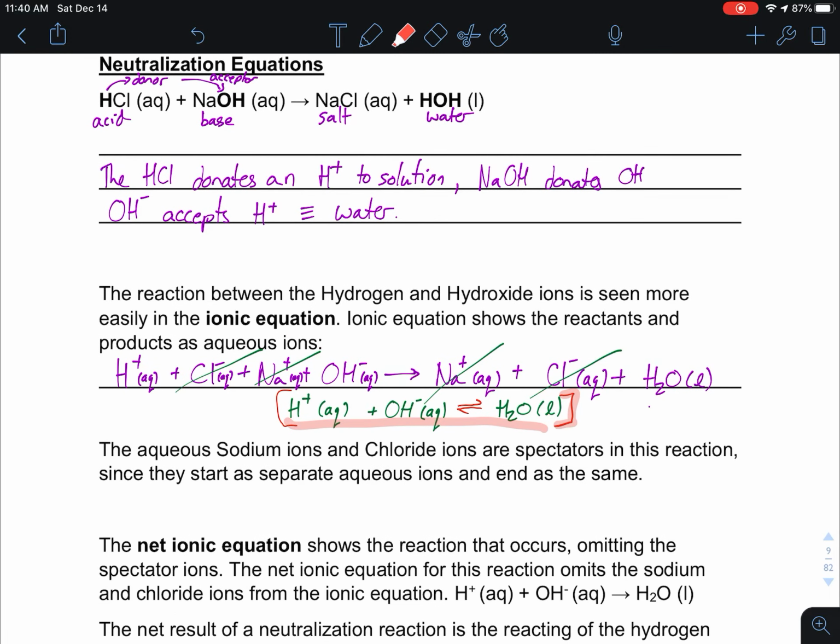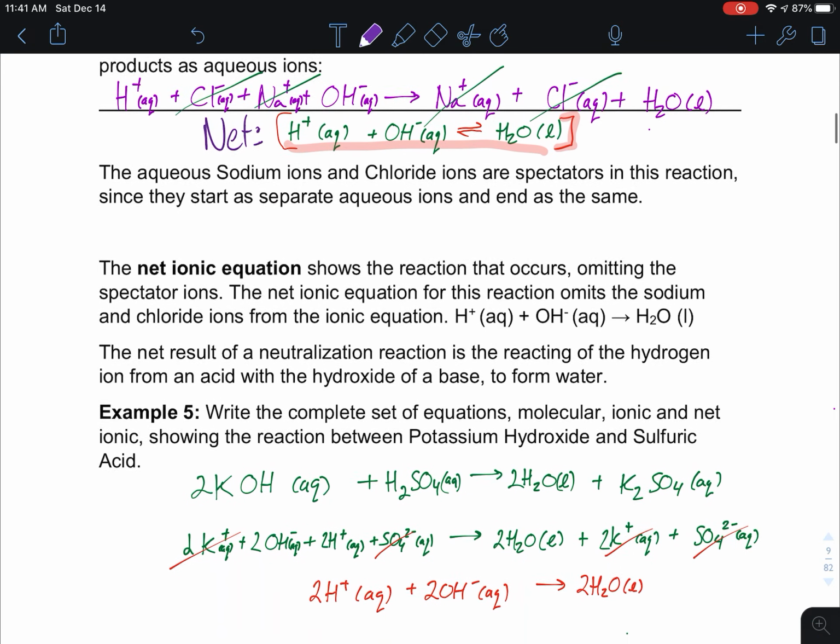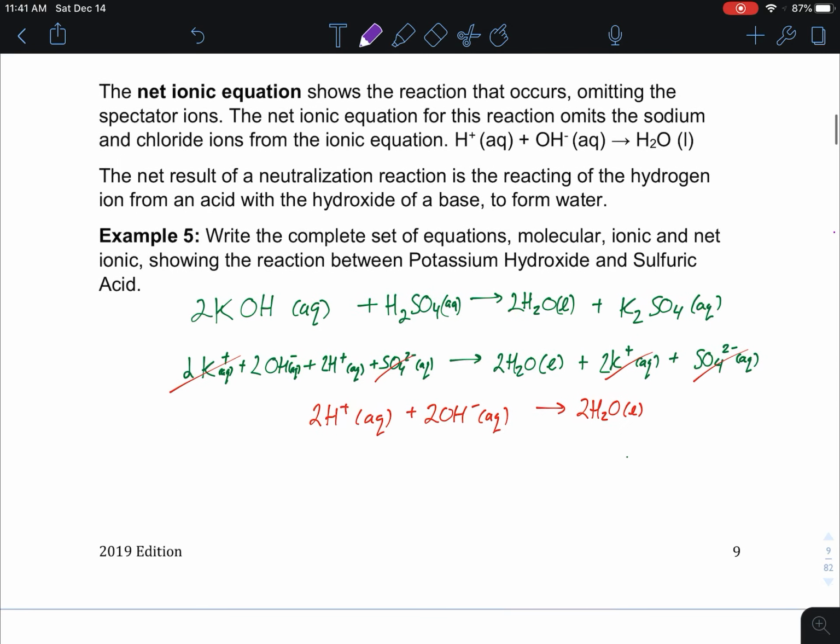So here we show this broken down a little bit more. We break it down into its full ionic form. We remember that sodium chloride has a very high solubility, so you can see here that I actually removed the sodium and the chlorine from both sides, and in that removal I form a net ionic equation down here. Here's my net, and you can see the net ionic equation again is just a proton plus a hydroxide gives us water.